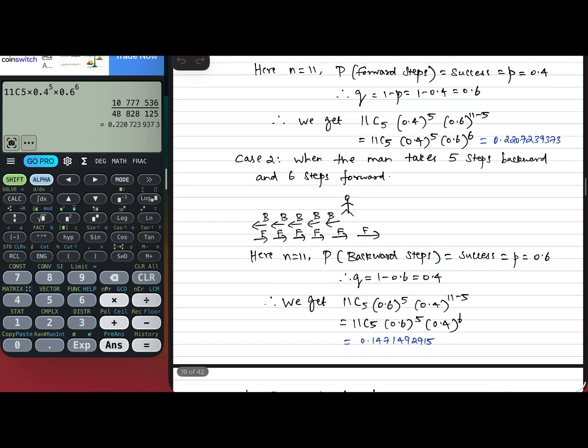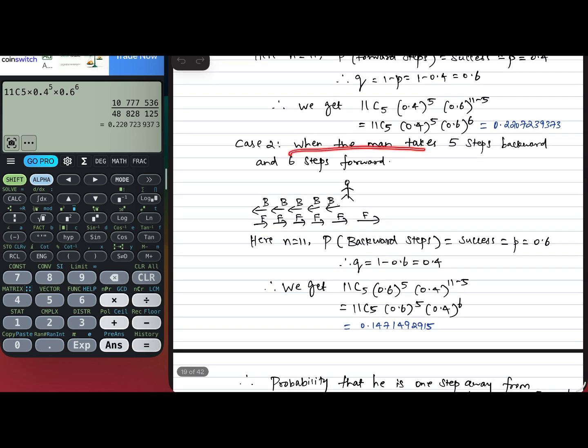Suppose the other case, when the man takes 5 steps backward and 6 steps forward. So he considers the backward steps to be the probability of success, and the steps in the forward direction the probability of failure. So again the case is with 11 steps, but the probability of backward steps is considered success, which is 0.6 here. So now the p value will become 0.6, and the q value will be 1 minus 0.6, which is 0.4. So just the opposite of the one which we have done in case 1.